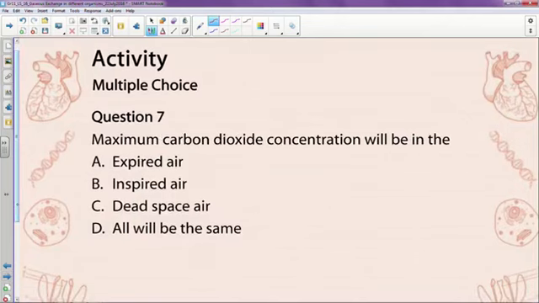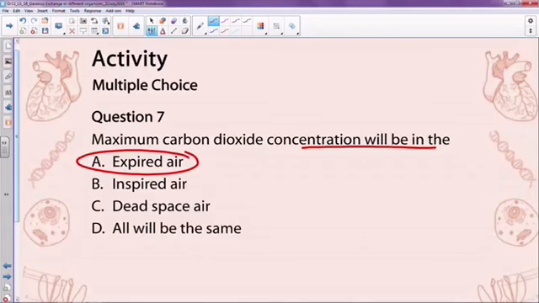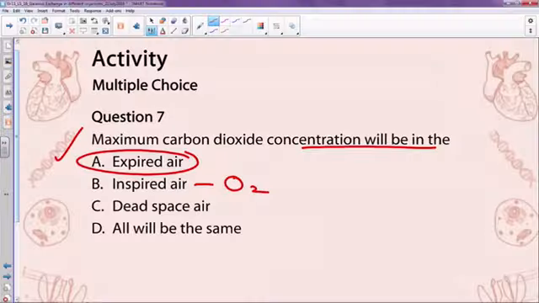Question 7. The maximum carbon dioxide concentration will be in. When we talk of carbon dioxide concentration, we'll find that the carbon dioxide concentration increases when air is exhaled. So it will be higher in expired air, because you know that from the cells that have undergone respiration, carbon dioxide is produced, and that expired air would have a higher concentration of carbon dioxide. Inspired air would have a high concentration of oxygen. So when you inspire or inhale, that air has more oxygen than the air that is exhaled. So we've got that as the air that is exhaled or expired.